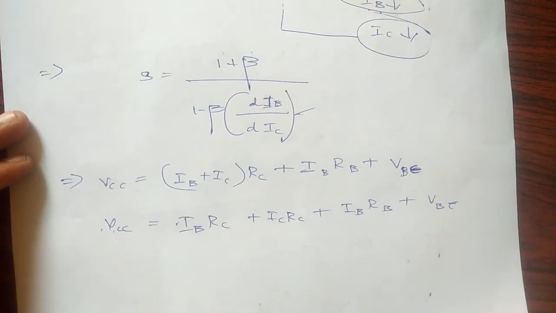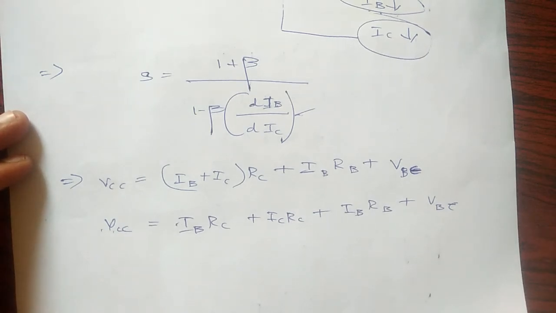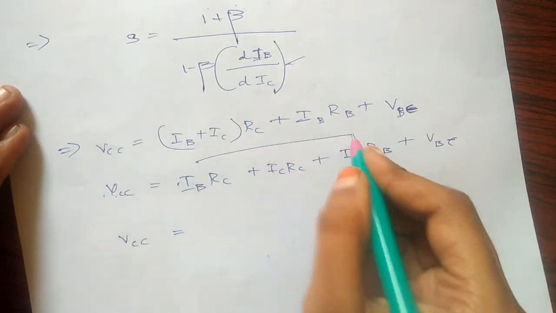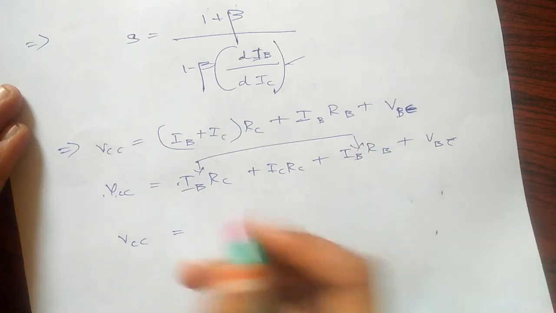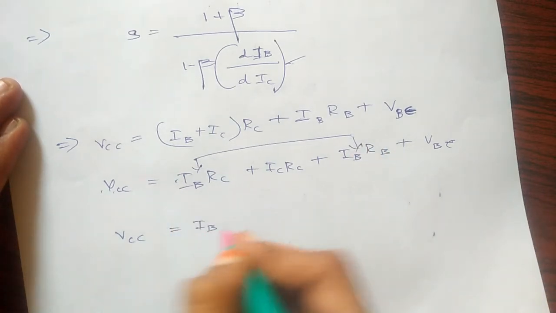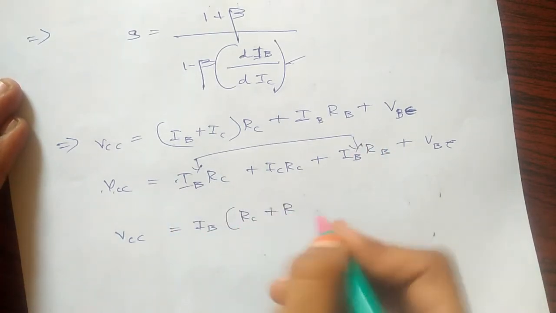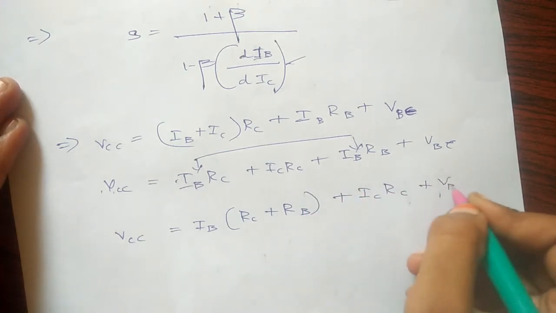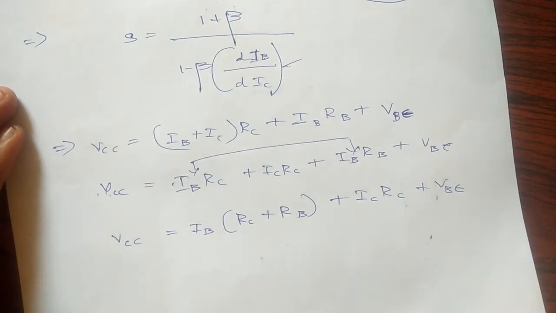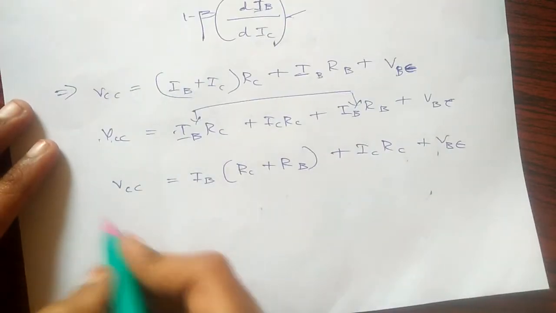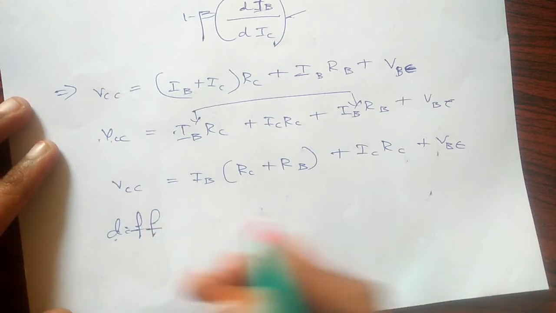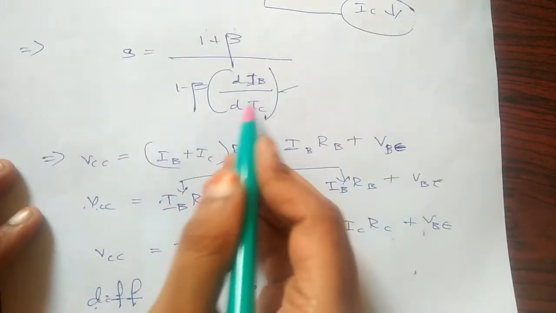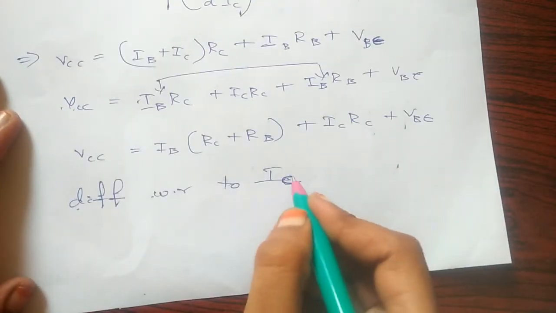Fine. What we want to do? We have to differentiate it, isn't it? But before differentiating, let me take the IB term common. IB is common for RC plus RB. Then we have IC RC plus VBE. Okay. Differentiate with respect to what? IC. We want IC, right? Differentiate with respect to IC.